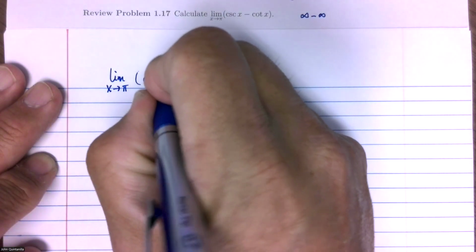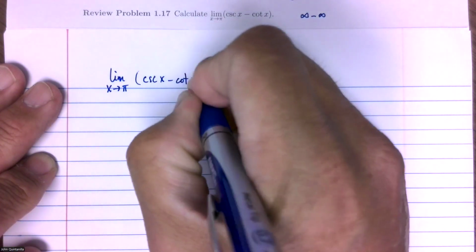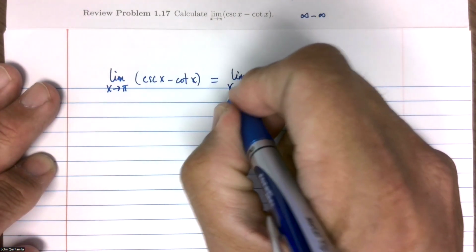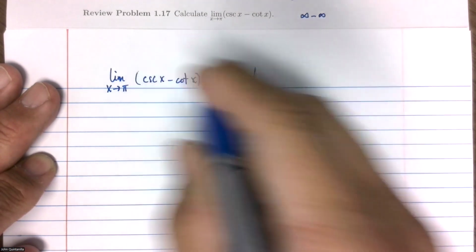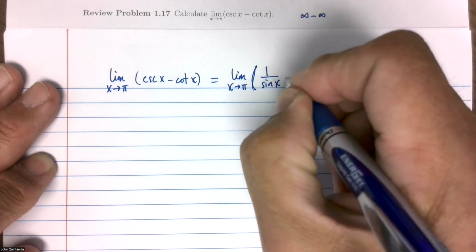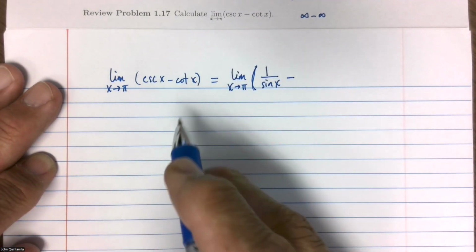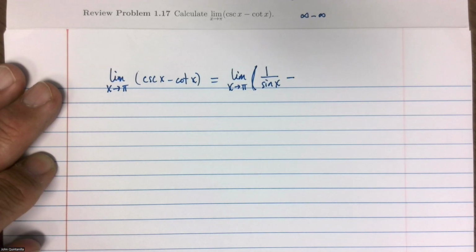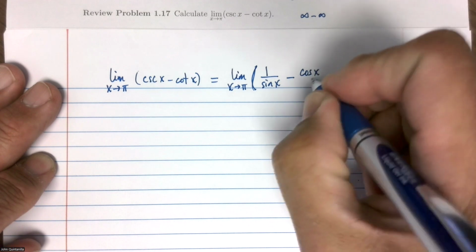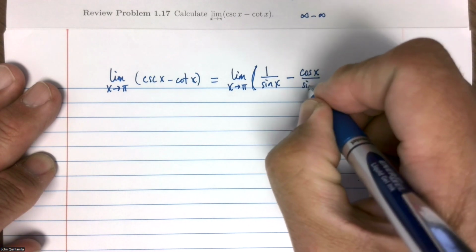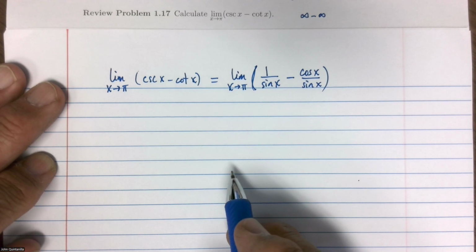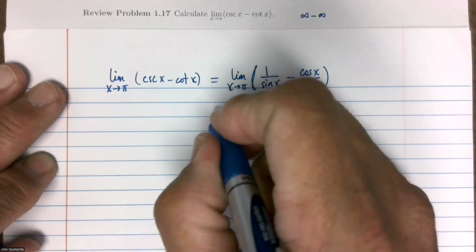So cosecant of x minus cotangent of x. What we will do is use a trig identity. Cosecant of x is equal to 1 over sine of x. Cotangent of x, well, there's a couple of options and they both work, but probably the easiest option is to write this as cosine of x over sine of x. We also could have done 1 over tangent of x. That also would have worked.